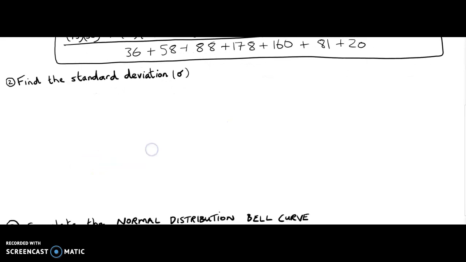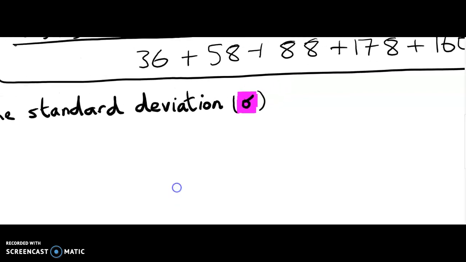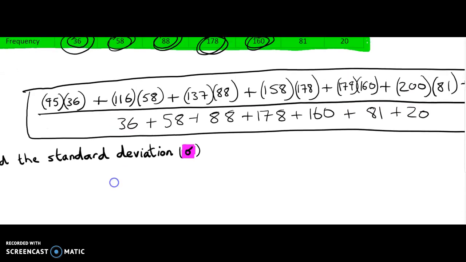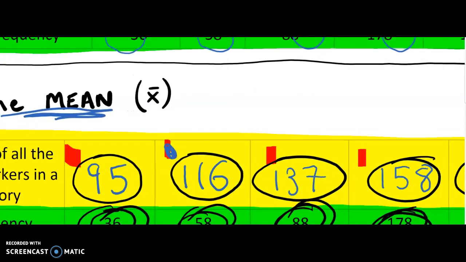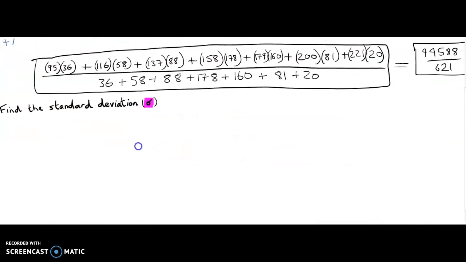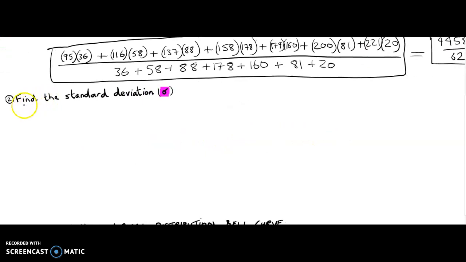Find the standard deviation. Okay, and you'll often see this little symbol here being used to show standard deviation. That's a sigma. It's like a Greek symbol that we use in maths to symbolize these things. The one for mean is this little X with a little bar on top, or X bar. Okay, that's the symbol they use for mean. So we found the mean there. Now we're going to find the standard deviation.